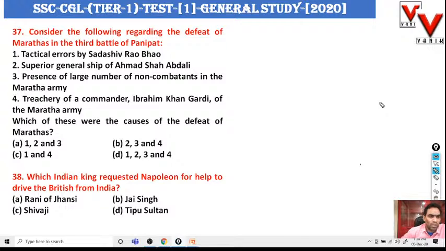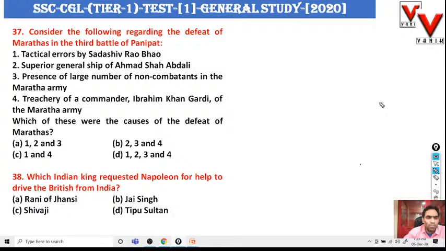So question 37 is: consider the following regarding the defeat of Marathas in the third battle of Panipat. The third battle of Panipat was fought between Maratha and Ahmad Shah Abdali. They are asking that statements are given about the causes of the third battle of Panipat, and we have to identify which are the correct statements.